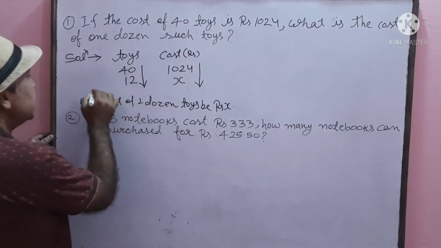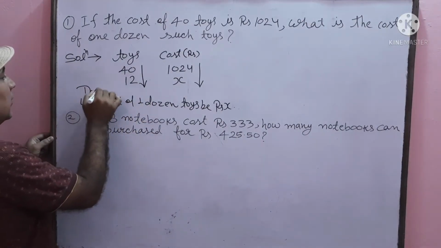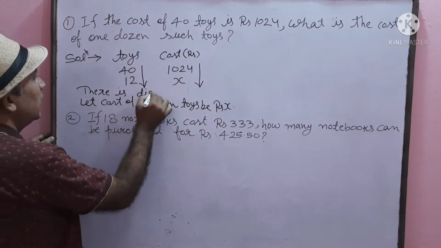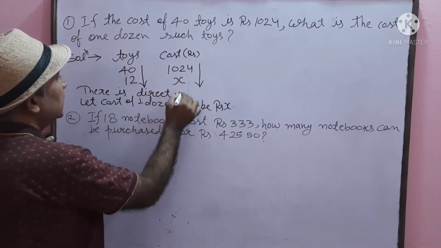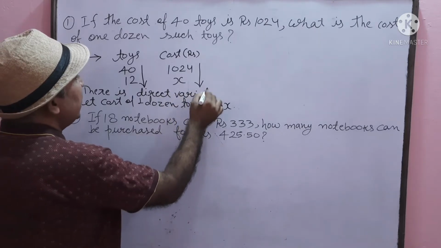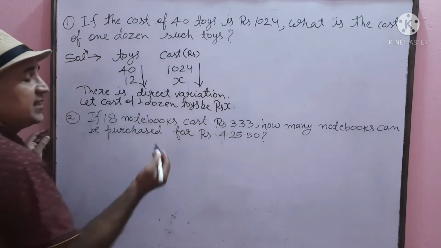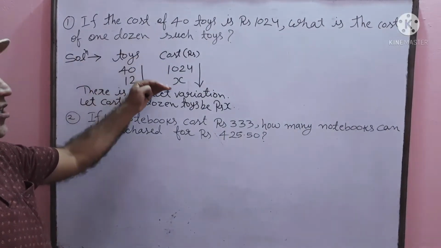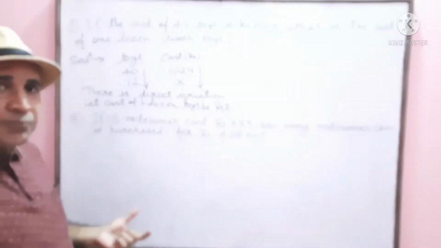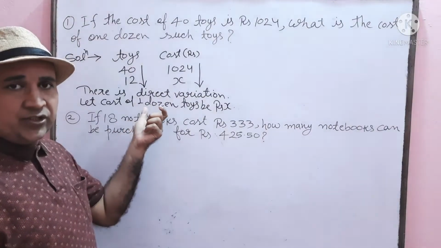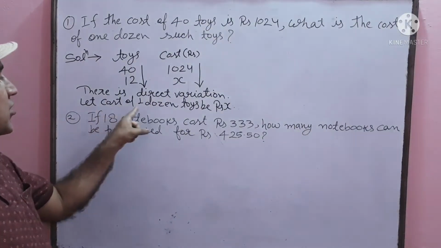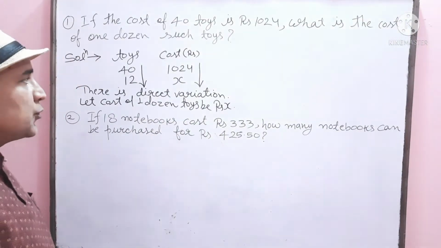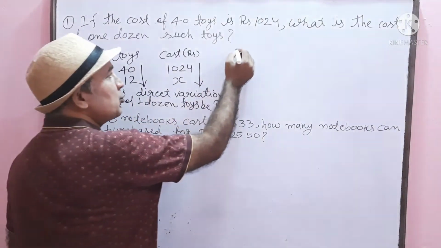That means you can see that there is direct variation. This you have checked. Because toys are decreasing, so its cost is also decreasing. You have checked that there is direct variation. You have supposed the cost of 1 dozen toys be rupees X. Now you have to see how to write it to solve.